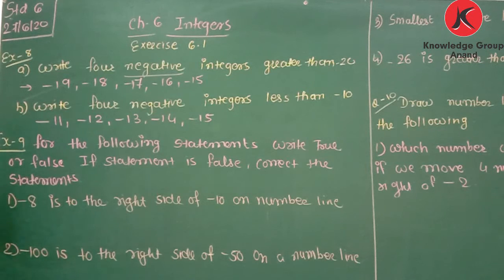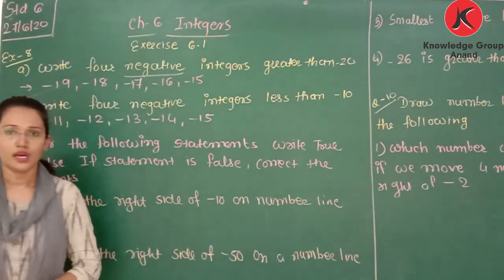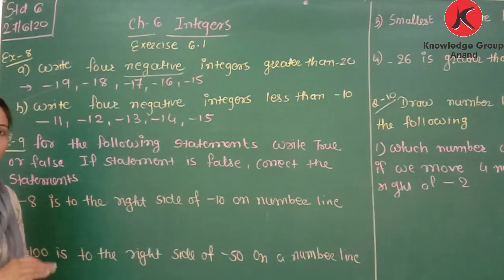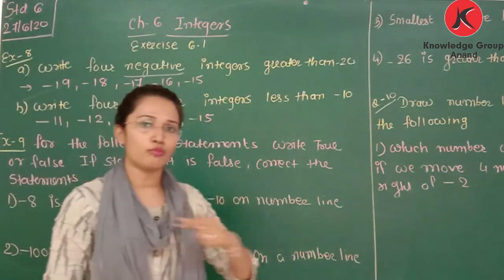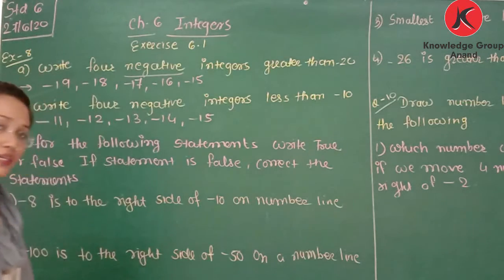Clear? Now example 9. For the following statements, write true or false. If the statement is false, correct the statement. જે false હોય એને correct કરો. So here first one, -8 is to the right side of -10 on the number line. Now we learn comparison of integers. We learn how to draw a number line. Now also we learn two rules that if we are moving on the right side, numbers are increasing, and if we are moving on the left side, numbers are decreasing.